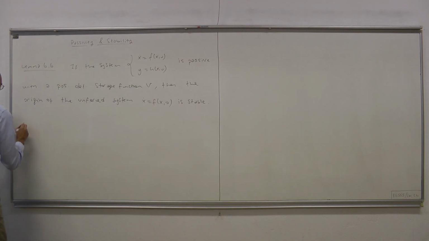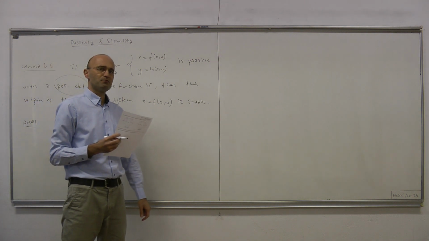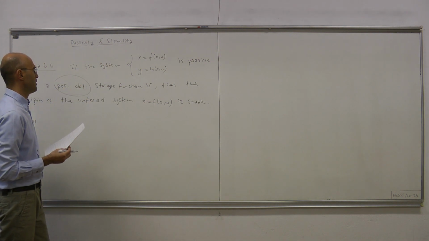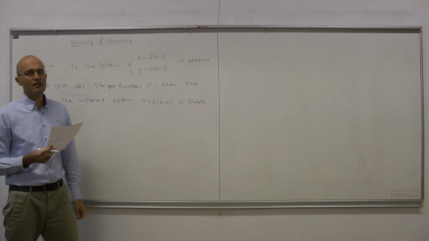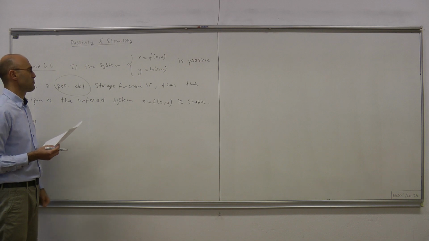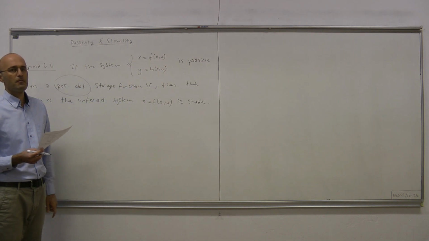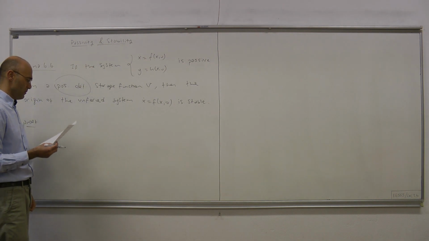And the proof directly follows from the definition of passivity and positive definiteness of the storage function. We note that the standard definition only requires that the storage function is a positive semi-definite function of the state. So with a little bit stronger condition where the storage function is positive definite, then when u is set to 0, the origin of the reduced system has to be stable.